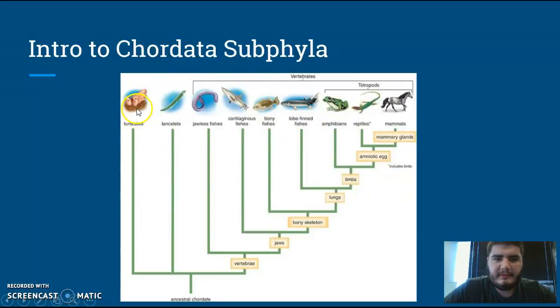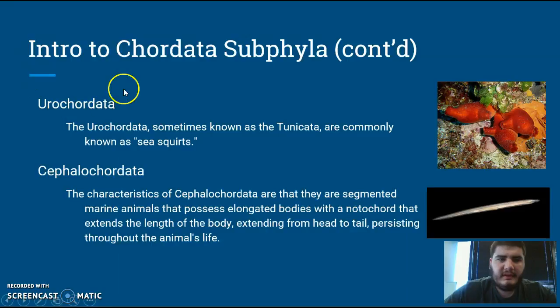Here's an intro to some subphyla. As we can see, the chordates cover a broad range of animals, and we can see how with each addition of different organs and functions, we add more animals, and it differentiates. And then an intro to the different subphyla. The urochordates, sometimes known as the tunicates, are commonly known as sea squirts. What we have here is a little picture. We'll discuss more later in the slides.